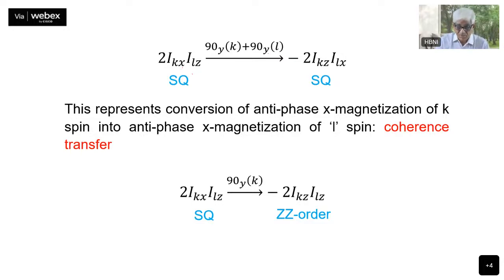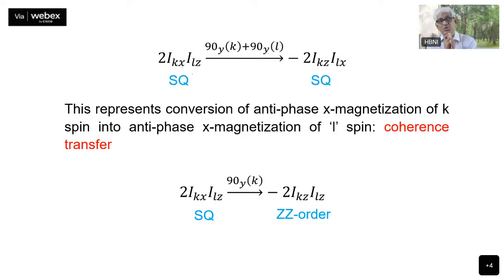Now here, suppose I apply a pulse to only one of the spins. I don't apply to the second. And this I can do if the two are heteronuclei. If it is proton only, you will have to apply selective pulses. But in heteronuclear situations, you can apply to only one spin with your choice. So therefore, if I have 2 IKX ILZ, apply a 90 pulse only to K spin along the y-axis, then I get ZZ order. ZZ order is used basically to store information.